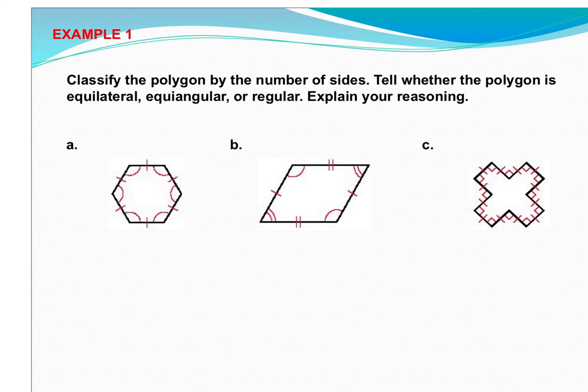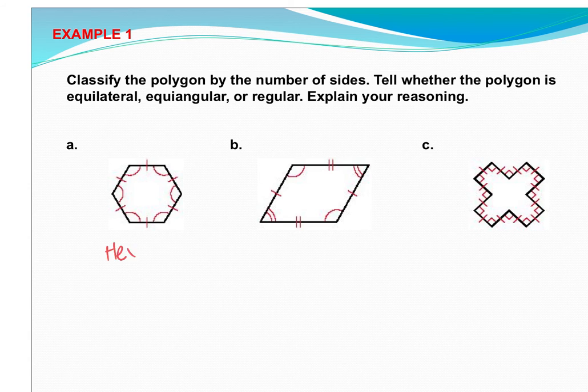Classify the polygon by the number of sides. Tell whether the polygon is equilateral, equiangular, or regular. Explain your reasoning. All right, we're getting into the examples. So, for the first one, how can we classify the polygon? What's the name of it? It's a hexagon. Very good.